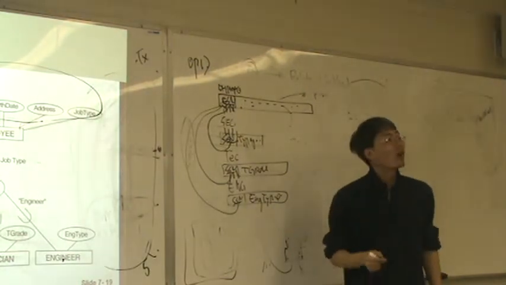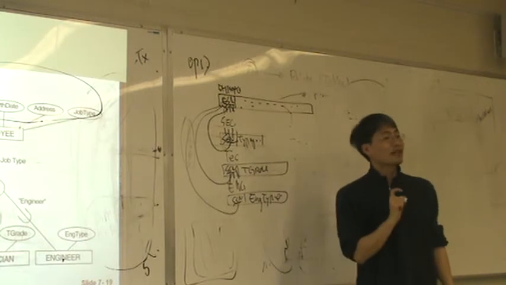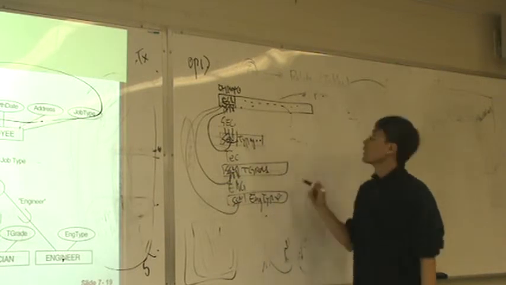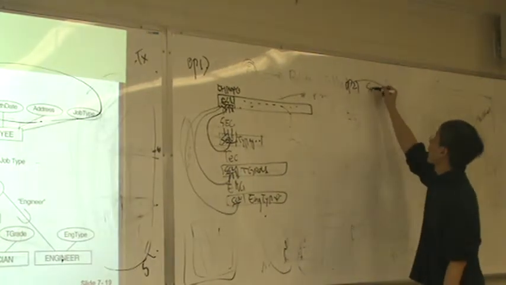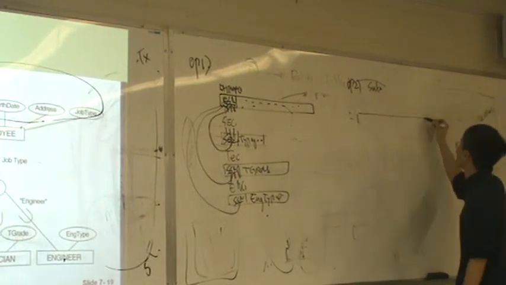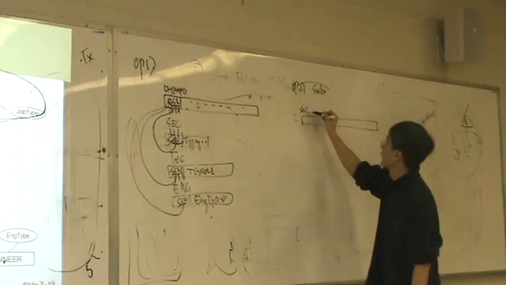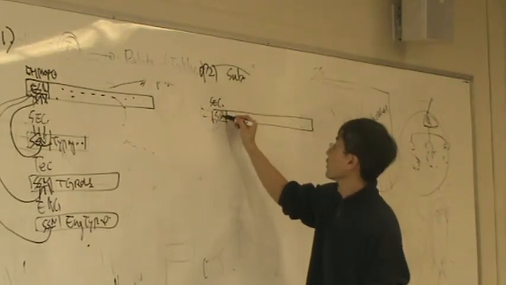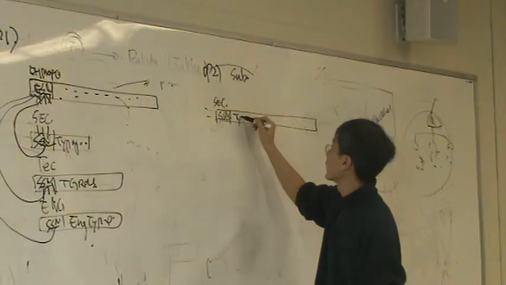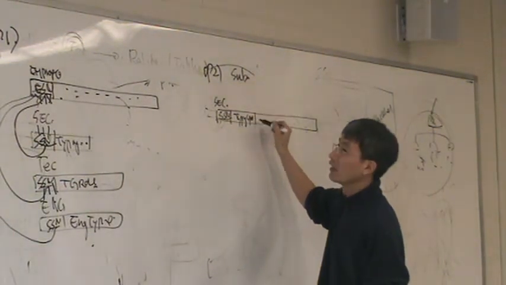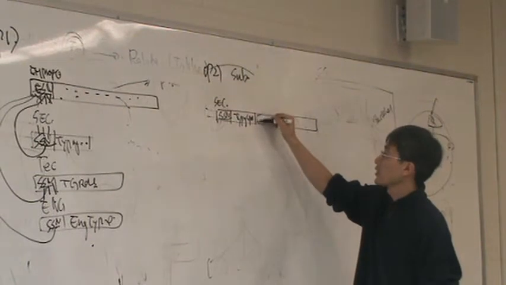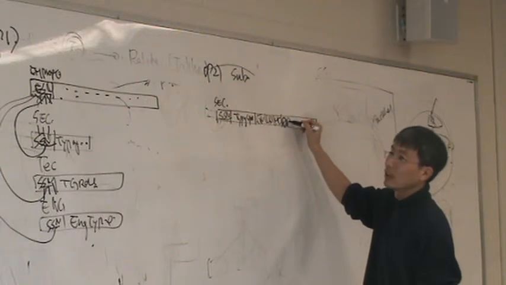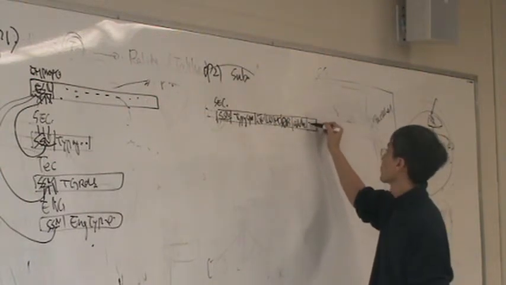We can create a relation, only for subclasses. Okay, so option 2, subclass only. In this case, secretary. What is the key? Primary key: SSN. Then typing speed. Then first name, last name, middle name initial, DOB, address, and job type.